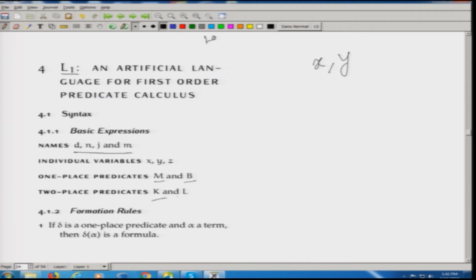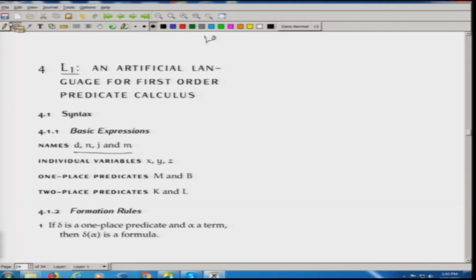So predicates here are all constants. M, B, K, L, these are all constants. We do not have anything like P or phi that works as predicate variables. If we had, then it would be a higher order logic. Since we do not have such things, this is first order logic. But that is fine. After learning the first order semantics, we can always go to the higher order semantics.